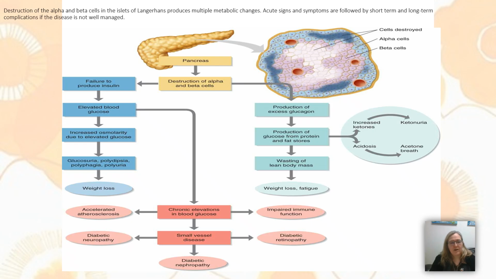For example, what causes the acetone breath that you'll see in people that are diabetic? Well, if you're burning fat and you're burning protein, then you have increased ketones that are released in the urine and in the breath, and you have acidosis. So when you exhale, you have the acetone breath, which is what we call the fruity breath. So you want to make sure that you understand the process that leads to each of these symptoms for the tests.